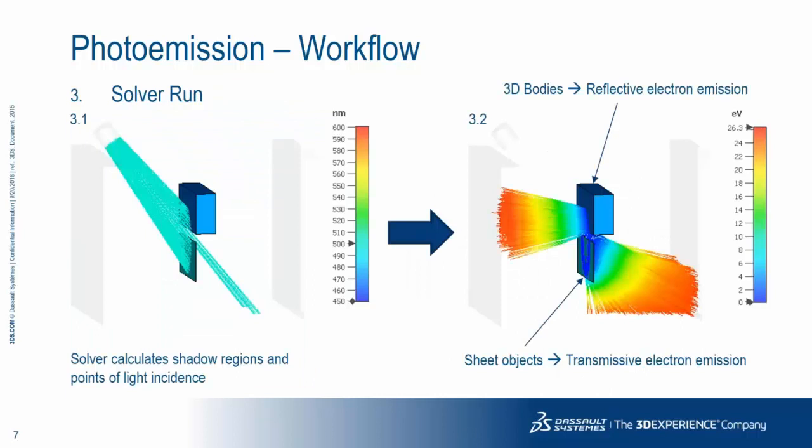Okay, so you have to define your light, and then you have to define your materials. And then you can run the solver, currently the tracking solver for that. And the solver does actually two things in one. The first thing, it does a simple ray tracing algorithm as shown here on the left. This ray tracing basically finds out which areas or objects are illuminated by the light.